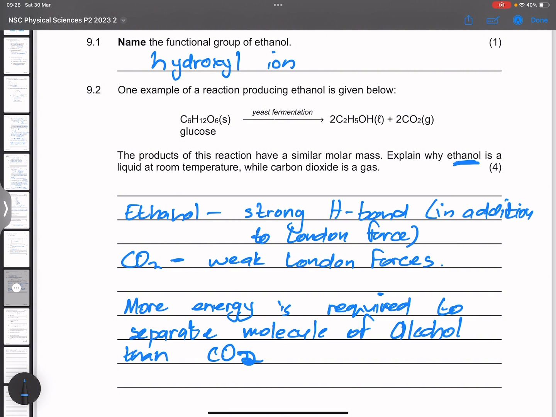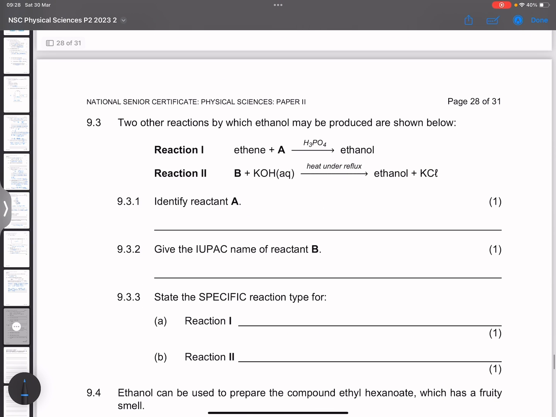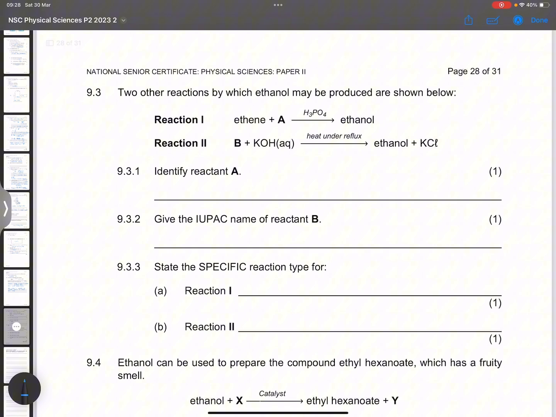Okay, so the next portion, right? Two other reactions by which ethanol may be produced are shown below. Here we are taking ethene and reacting it with reactant A to form ethanol. Please note we just form ethanol and nothing else. So that tells us that we must have reacted this with water. That's a hydration reaction, right?